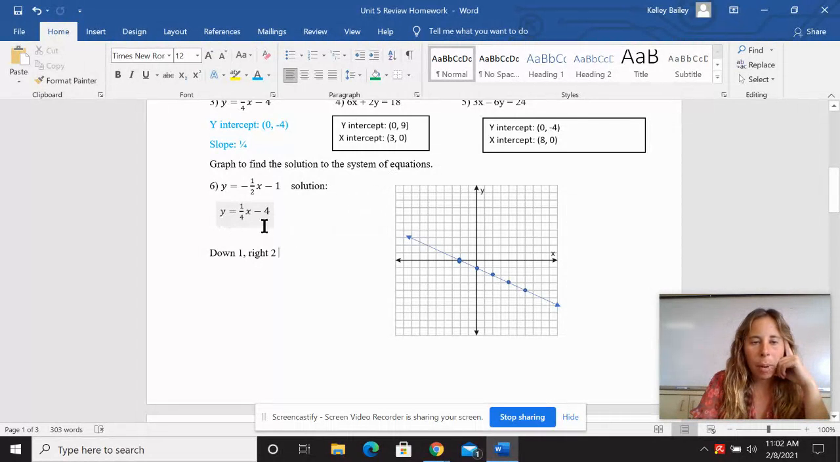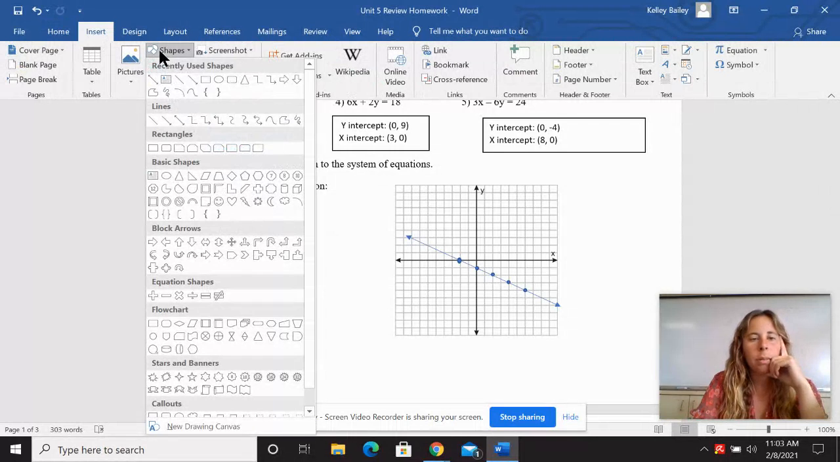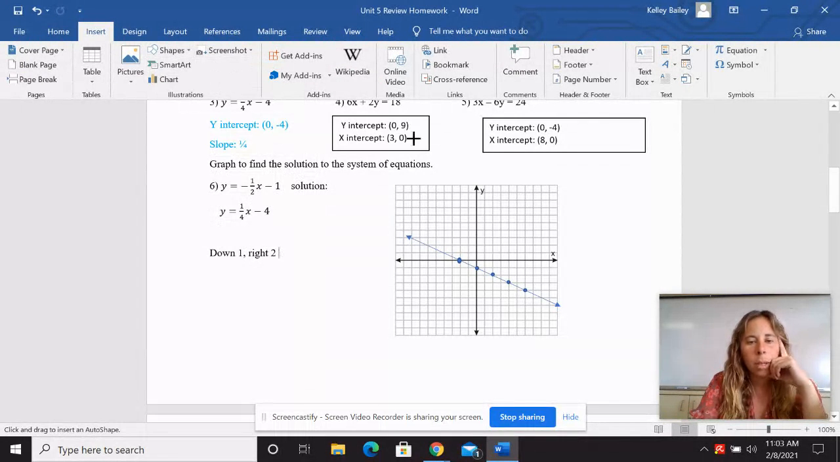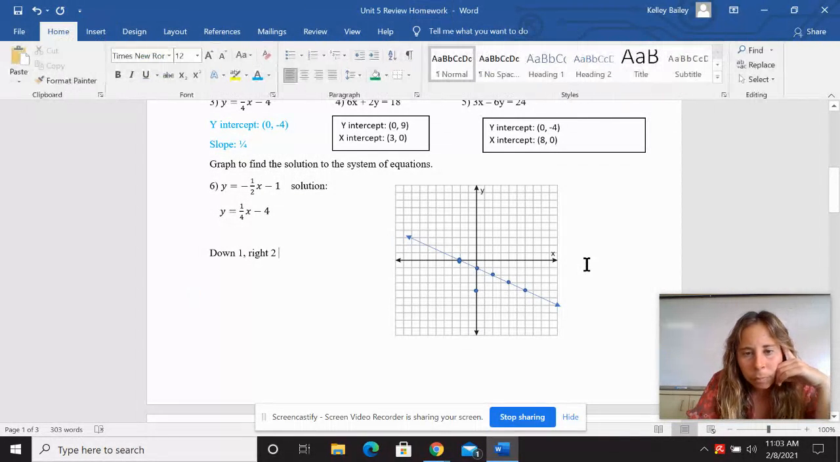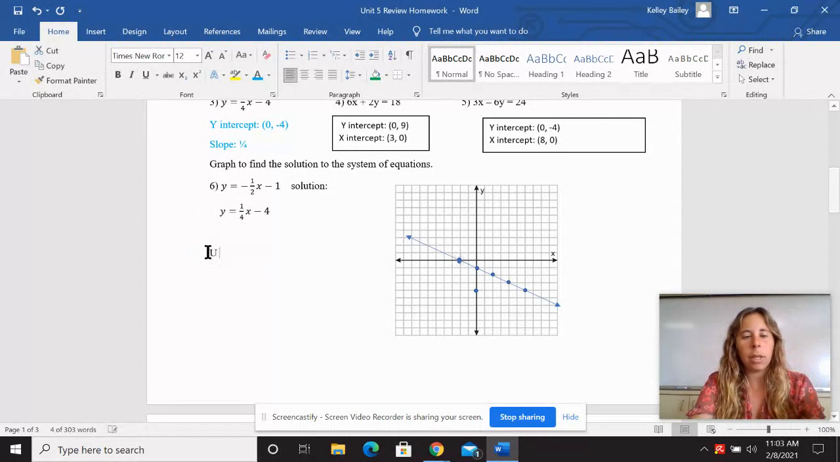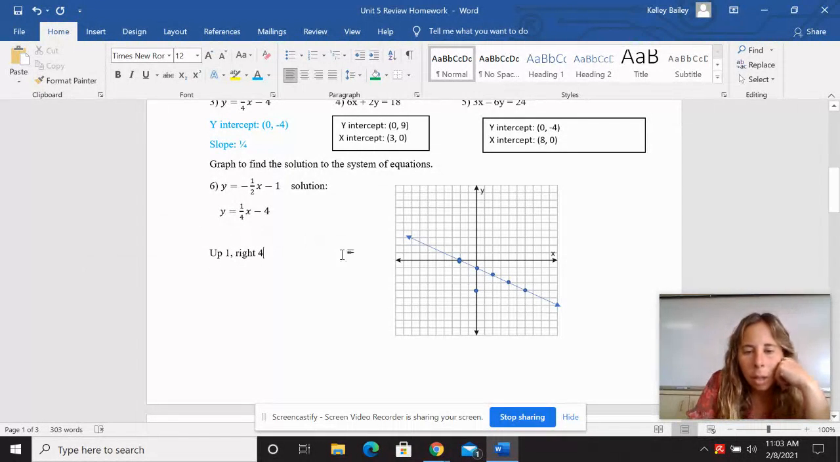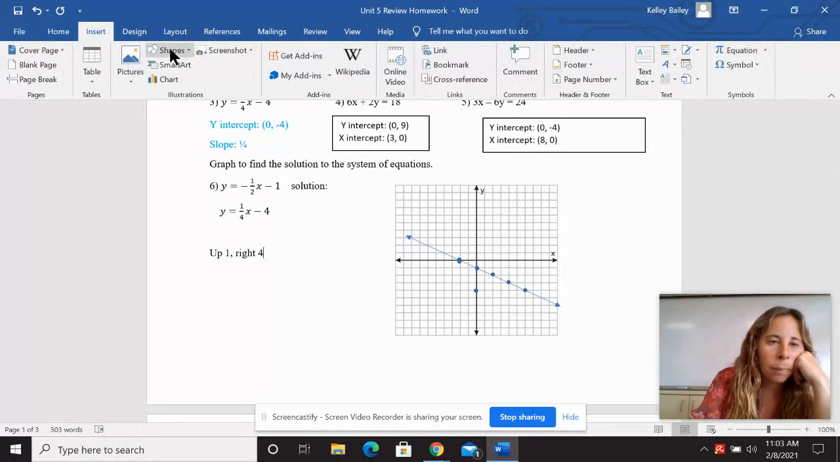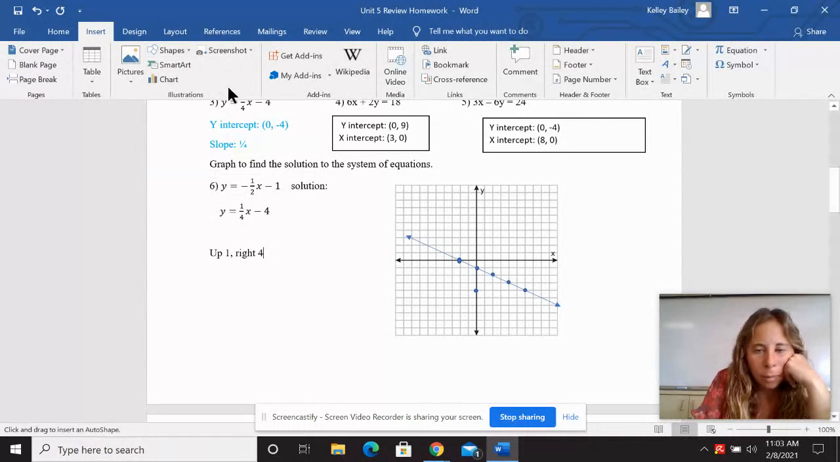Your next one, my y-intercept is at -4. Insert shapes. So I plot a point at -4: 1, 2, 3, 4. And then for this slope, you go up 1, right 4. Up 1, right 4. Up 1, right 4. Up 1, 1, 2, 3, 4.